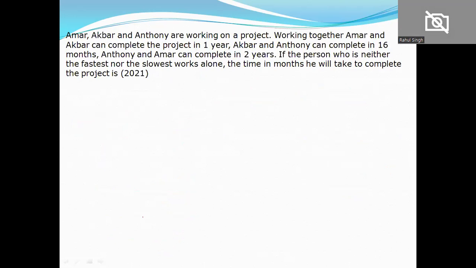Amar, Akbar, Anthony are working on a project. Working together, Amar and Akbar can complete the project in 1 year. Akbar and Anthony can complete this project in 16 months. Anthony and Amar can complete the work in 2 years. Find the time in months the person who is neither faster nor slower will take to complete the project working alone.